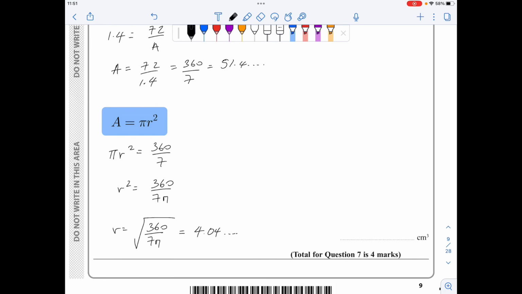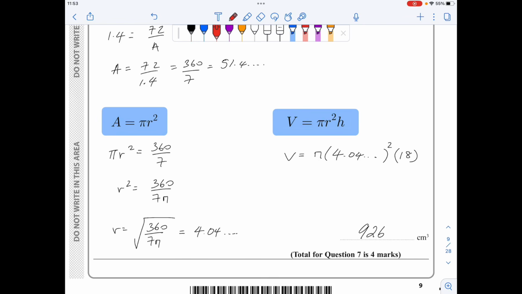Finally, I will use this radius to find the volume of the cylinder. The formula for the volume of the cylinder is the following. So volume equals pi times 4.04 and so on squared times 18. Put this on the calculator, and the answer you get is 926 centimeters cubed, correct to 3 significant figures. Note that the mark scheme accepts answers between 925 and 928.